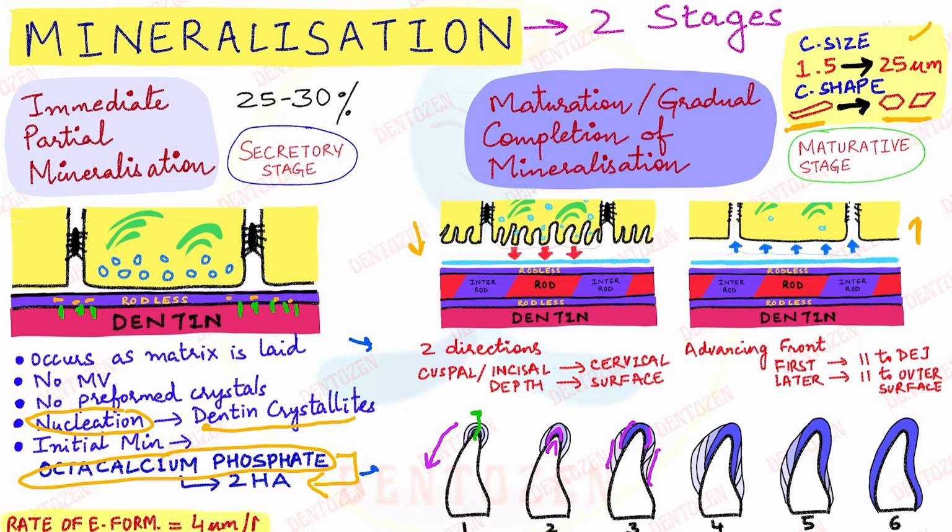Now, the rate of enamel formation is about 4 microns per day. So, according to that, about 1 millimeter of enamel thickness is formed in 240 days. It is a slow process, but the rate is more in permanent teeth as compared to the deciduous stage.